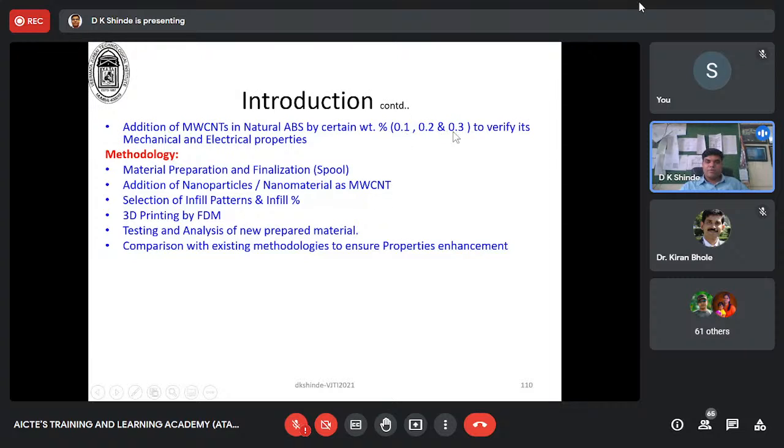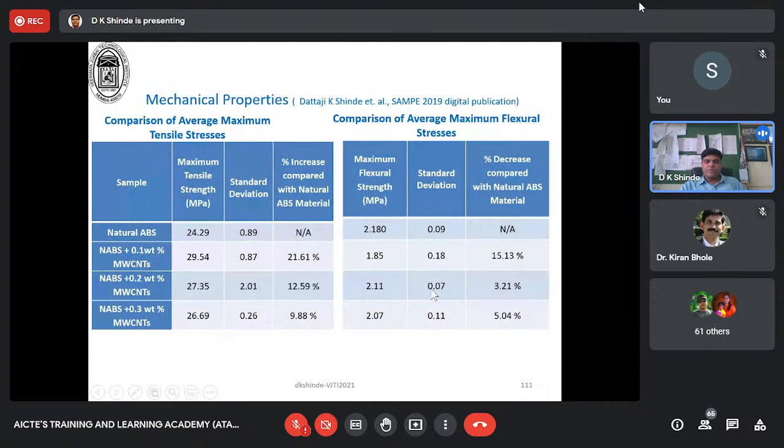and then we added the weight percentages followed in the previous research, like 0.1 and 0.2. Selecting the infill patterns and percentage infill is the key objective of this research, and then we print those using the dual extruder 3D printer available in our laboratory. Then the testing and analysis, and the properties we obtained and those previously obtained are compared over here.